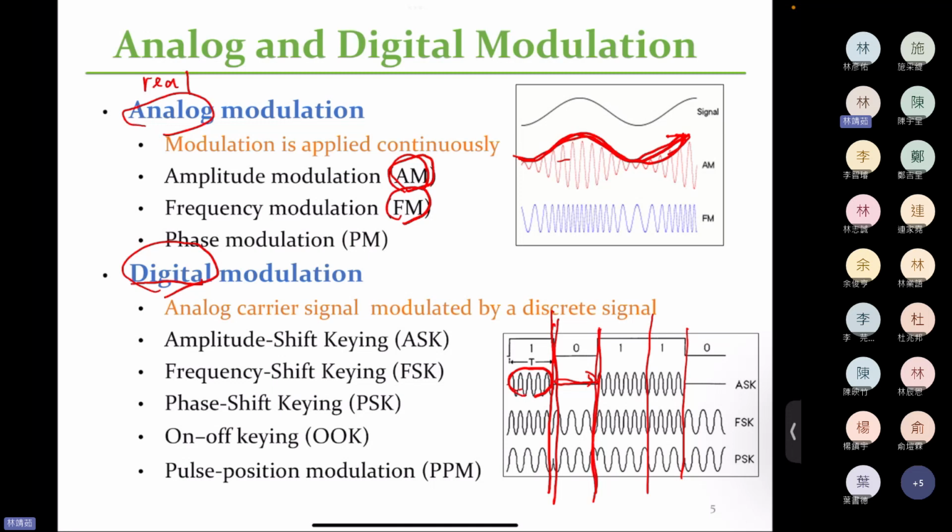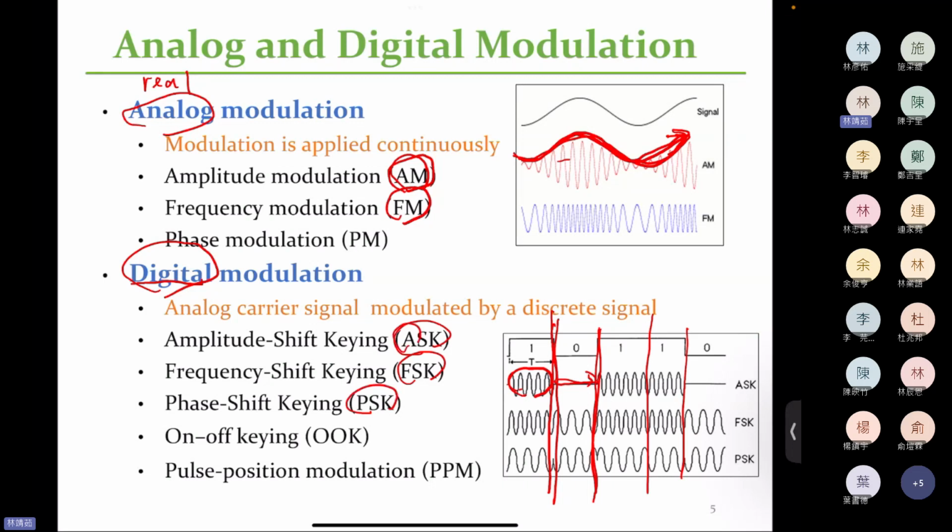So this is what we call digital modulation. This is different from analog modulation, because in analog modulation you cannot see a clear boundary; you are changing over time. All right, so the most famous algorithms for digital modulation will be ASK, FSK, PSK.